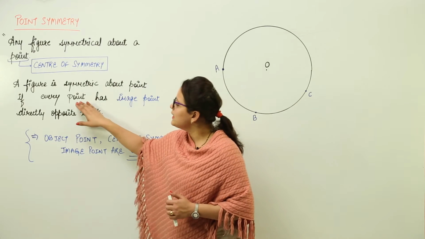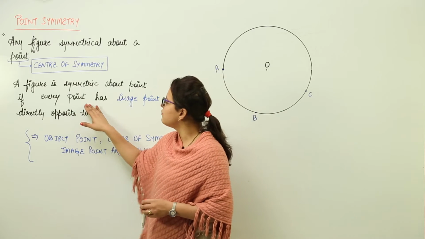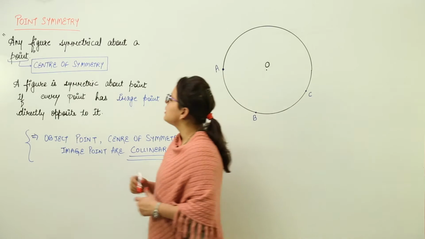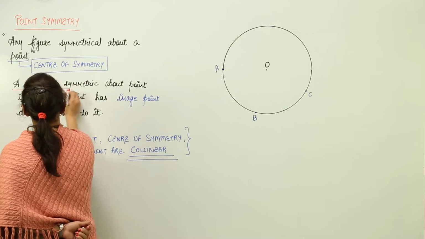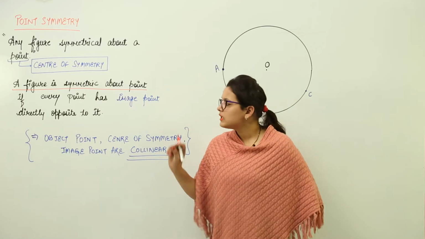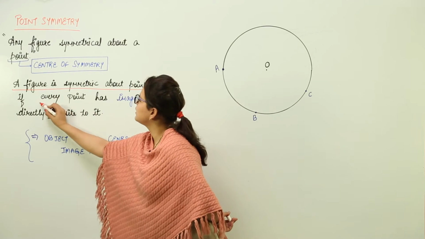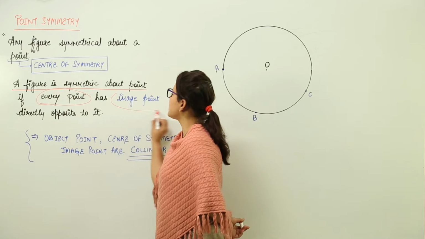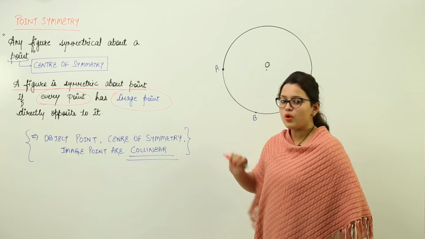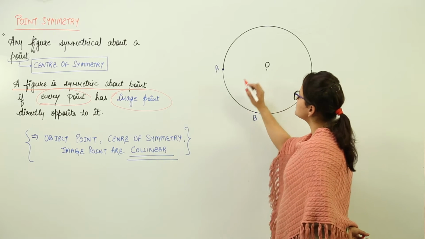A figure is symmetric about a point if every point has an image point directly opposite to it. You call a figure symmetric about a point only if every point has an image point opposite to it. That means every point must have an image point lying opposite to the point that we are considering. So over here, what I have done is I have made a circle.